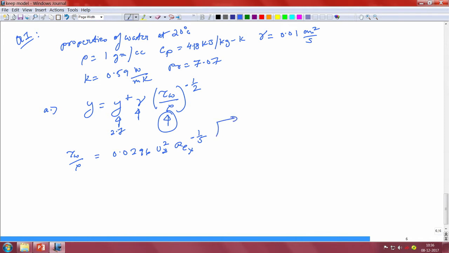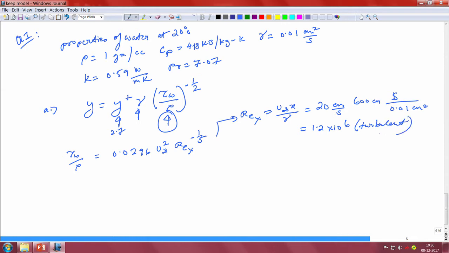In this term, Reynolds number x is given as u infinity into x by gamma. If you start substituting, u infinity is about 20 centimeter per second, so let us put it in centimeter per second. 600 centimeter is the wall length. So, we are converting it into one particular unit, and gamma is the kinematic viscosity, which is 0.1 centimeter square per second. This gives you about 1.2 into 10 to the power of 6, which is basically a turbulent flow, right.